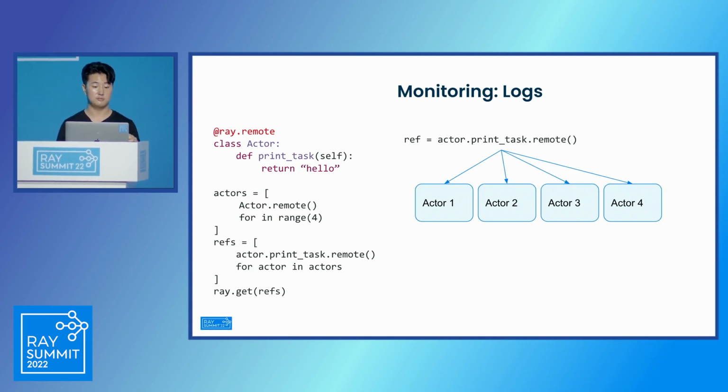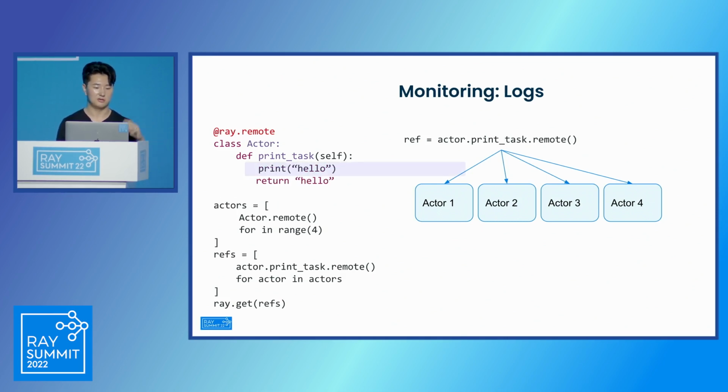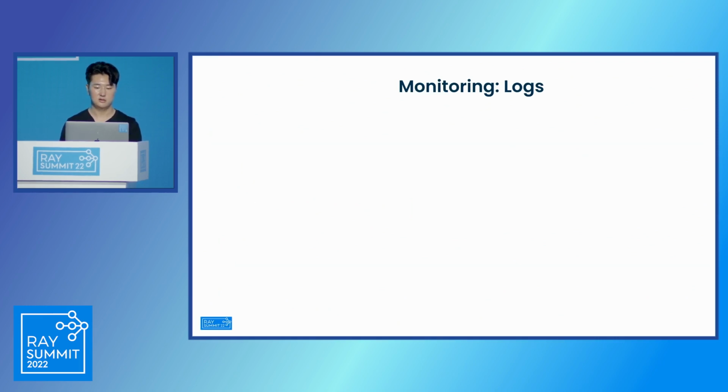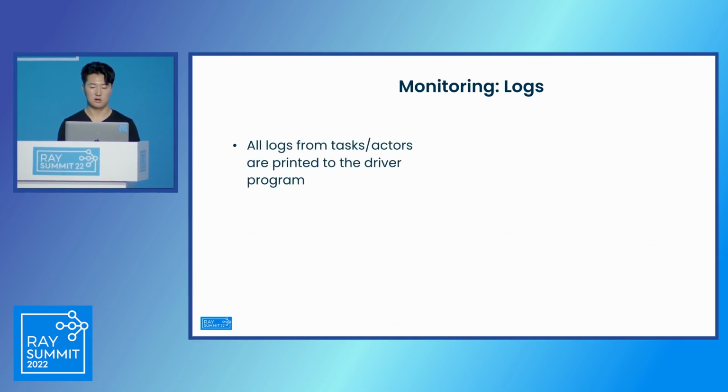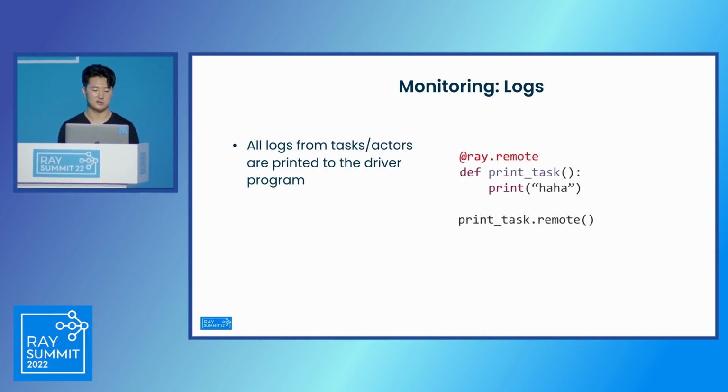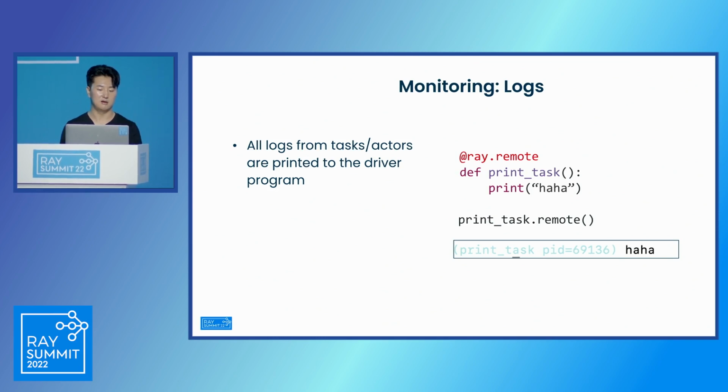In interactive development, the most common case is writing logs, right? You just write print hello, and you want this hello to come to your script's standard out. And this is really well supported in Ray. Ray has native support to print logs from tasks and actors. By default, all the standard out and standard error from your tasks and actors are streamed back to the driver program. So this is the example. If you have a print haha, as you see from the image, you can see haha from your driver. And it shows other metadata, like the name of the task and the PID.